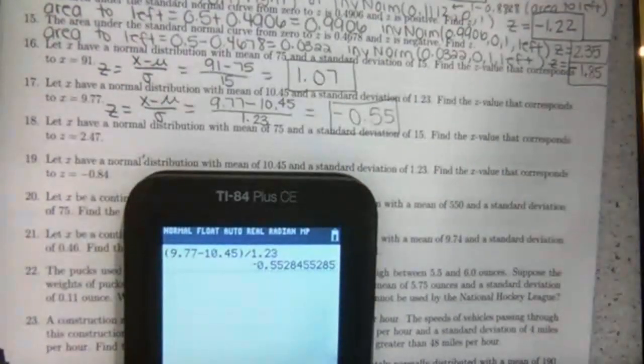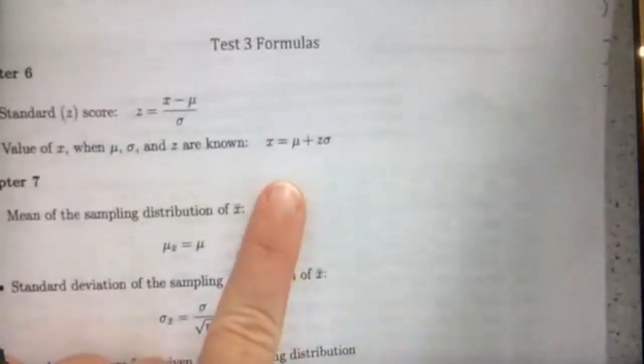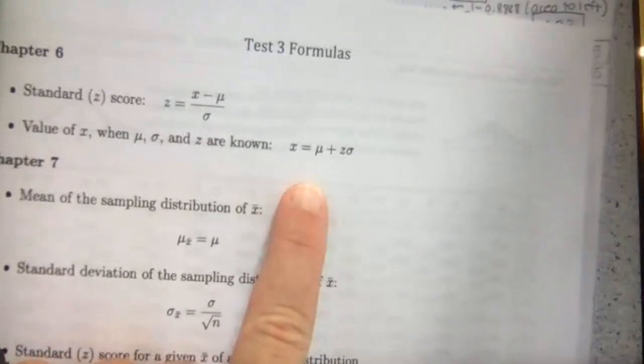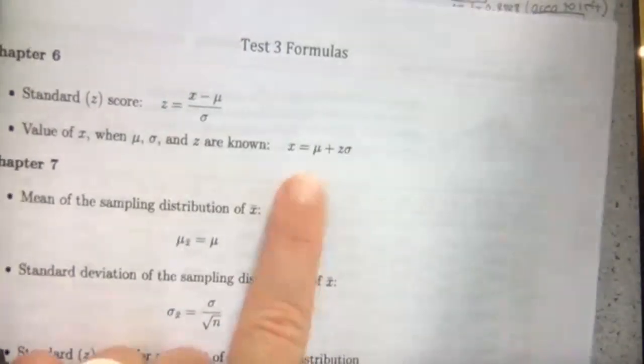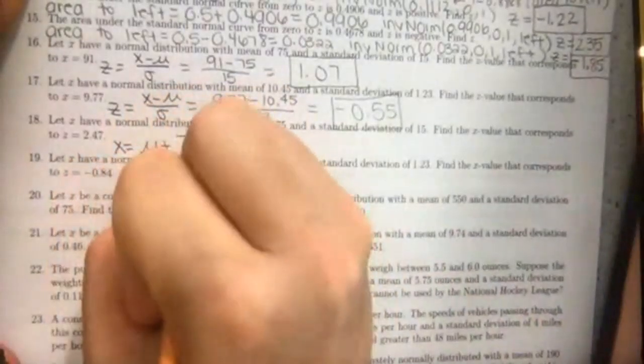Number 18 is similar, but it's kind of like the opposite. This time it says, let X have a normal distribution with a mean of 75 and a standard deviation of 15. Now we're going to find the X value that corresponds to Z equaling 2.47. So now I'm looking for X equals. On my formula sheet, X equals my mean plus my Z value times my standard deviation. So using that formula from my formula sheet, X equals my mean plus Z times our standard deviation.